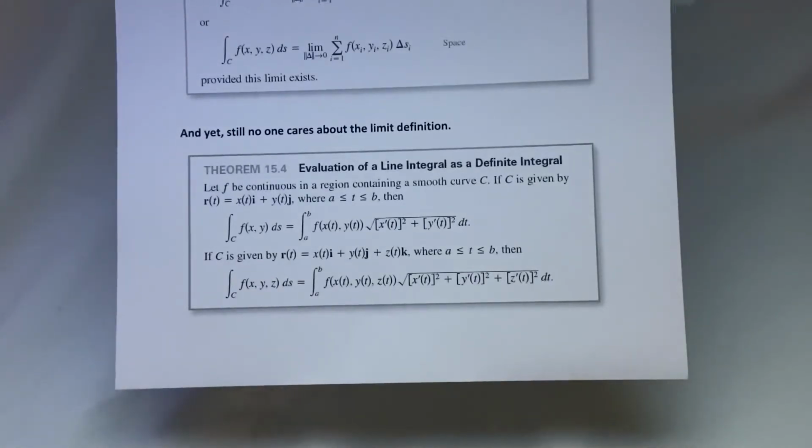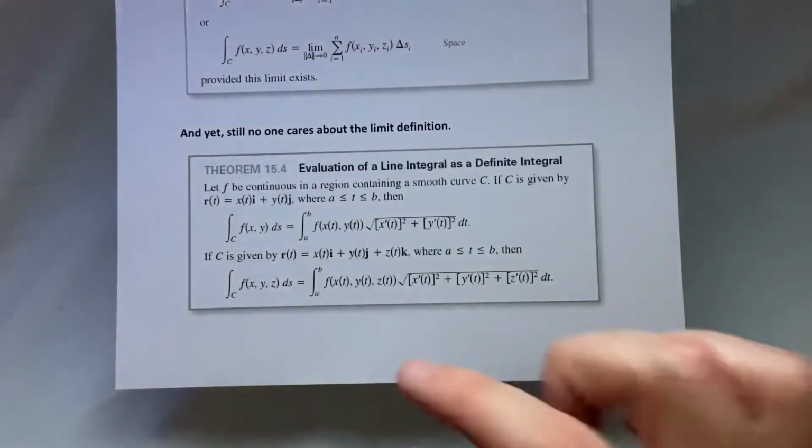If C is given by the vector valued function r of t equals x of t i plus y of t j, where t is over the interval a to b, then the line integral of f of x, y, ds is really just going to be the integral from a to b, so our bounds for time, of our function f of x of t, y of t, times the magnitude, the square root of x prime of t squared plus y prime of t squared dt.